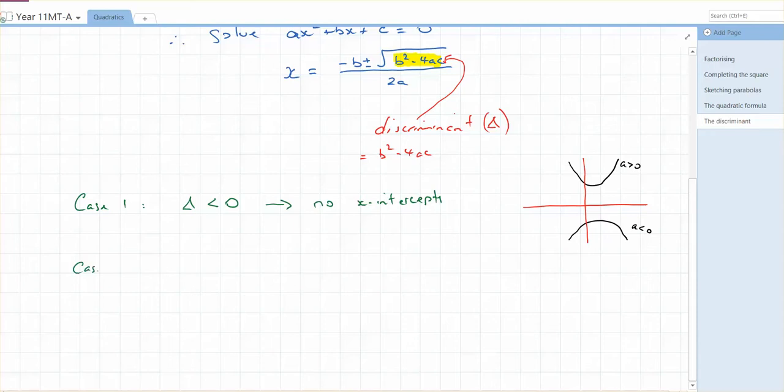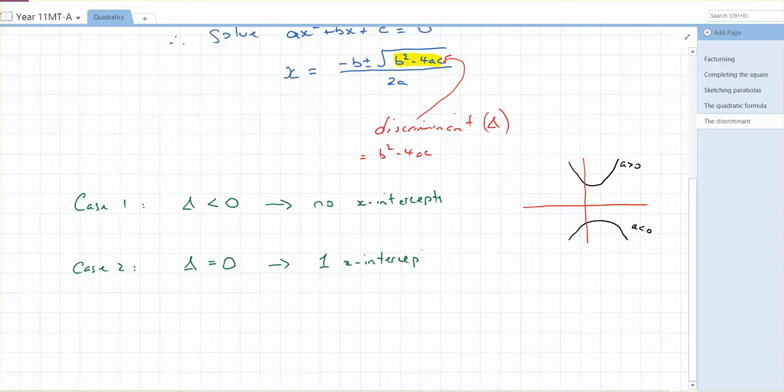Case 2, now discriminant is equal to 0. Now if the discriminant is equal to 0, let's have a little think about this. We're going to put a 0 in there. We're now looking at minus b plus or minus the square root of 0. Now the square root of 0 is 0. So this plus or minus 0, well, they're going to give us the same result. So we're only going to have one solution, and that will be minus b over 2a. So for case 2, the discriminant is equal to 0. There's one x-intercept.